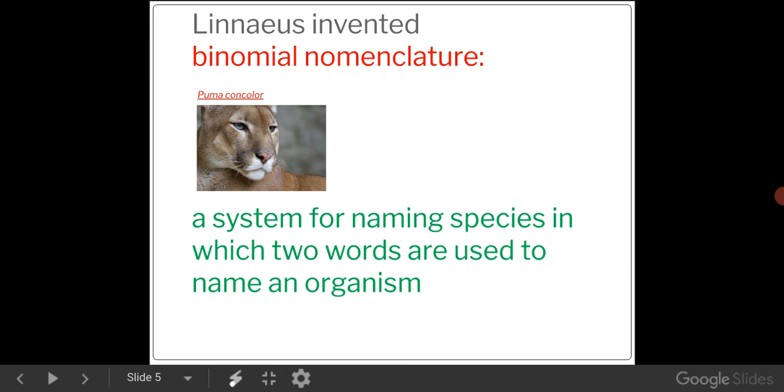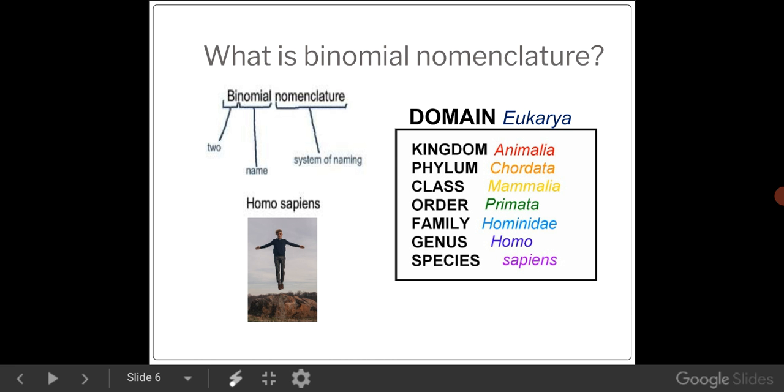Linnaeus invented binomial nomenclature. This is a system for naming species in which two words are used to name an organism. For example, the little organism there, its scientific name is Puma concolor. Now, what is binomial nomenclature? As you can see, if you break down the word binomial, that bi means two, nomial means name, and nomenclature just means a system of naming. So it's just a system of naming things using two names.